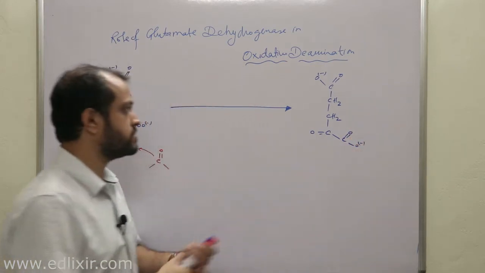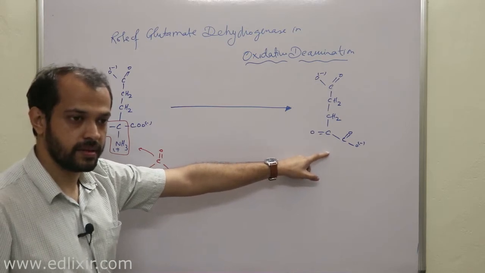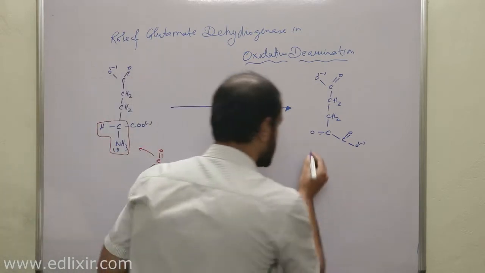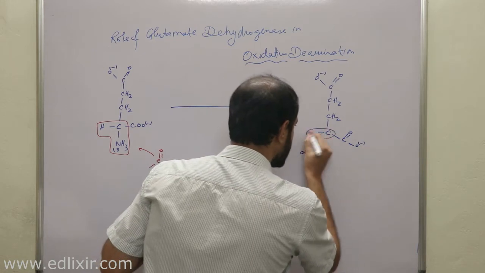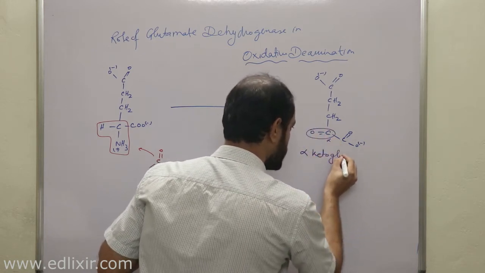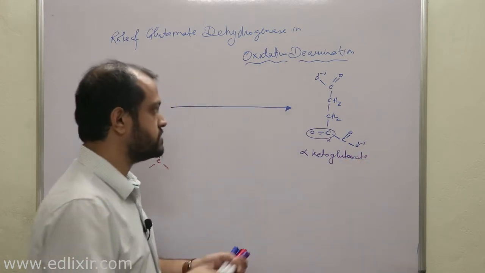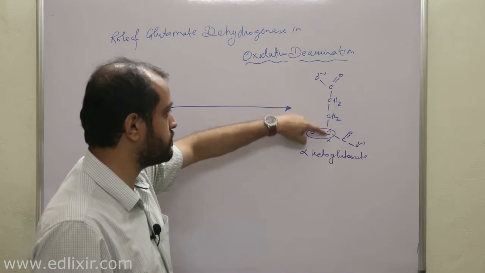So this is your structure. Now what is this? This is nothing but alpha ketoglutarate. This is the alpha carbon. Why is it alpha ketoglutarate? Just count the number of carbons: 1, 2, 3, 4, 5.